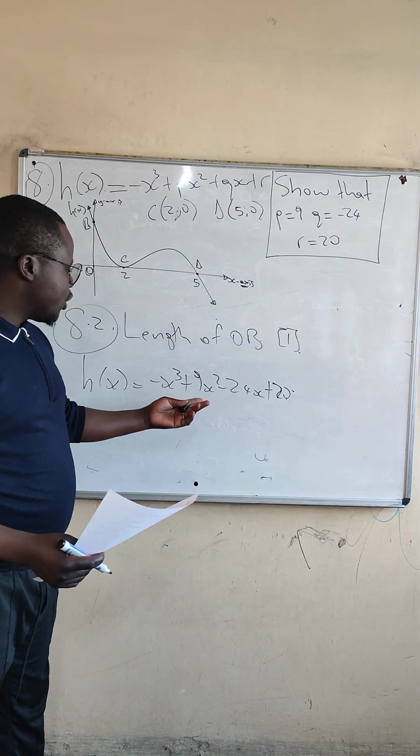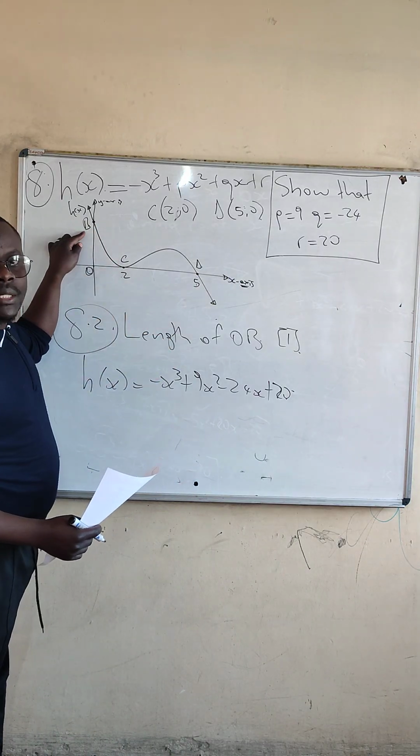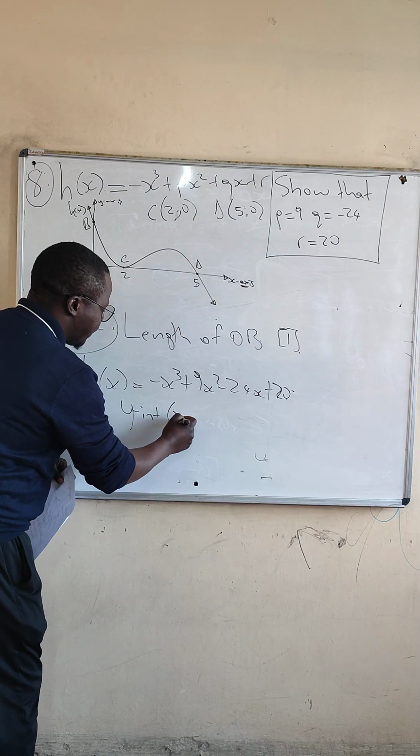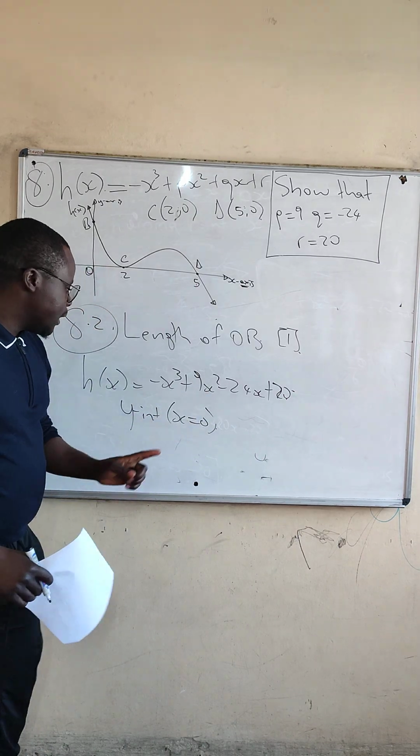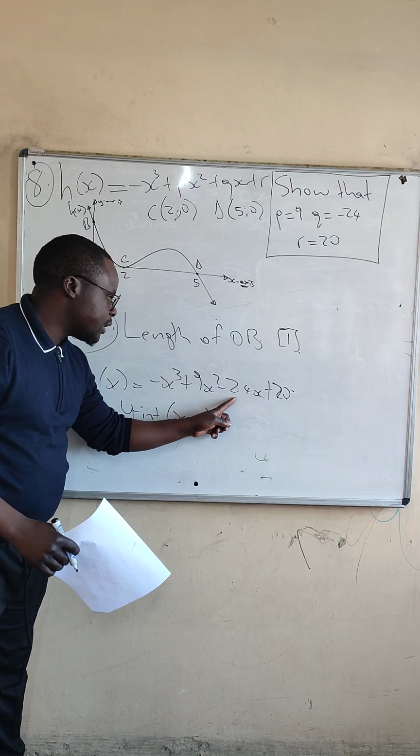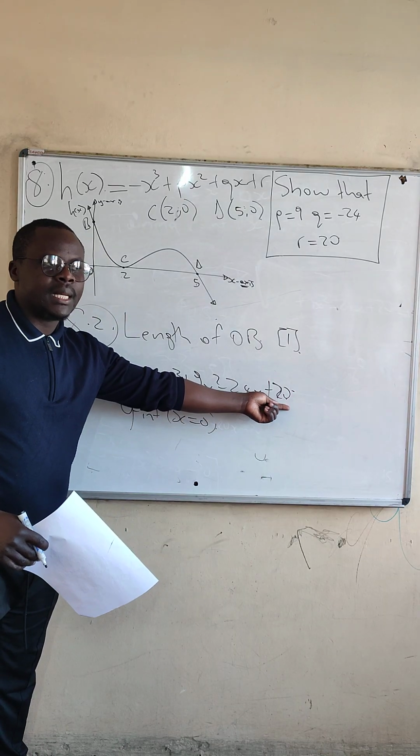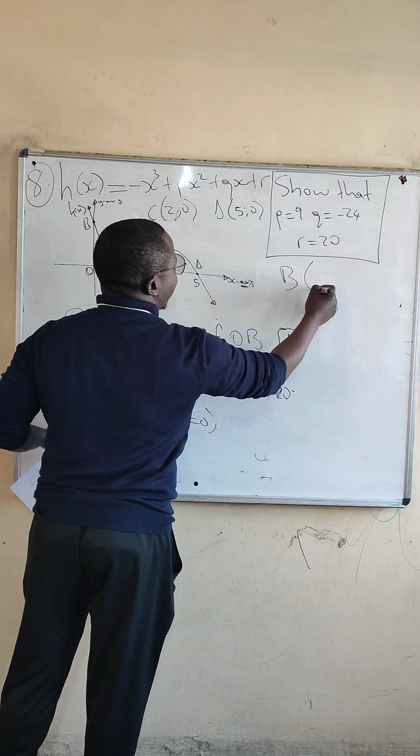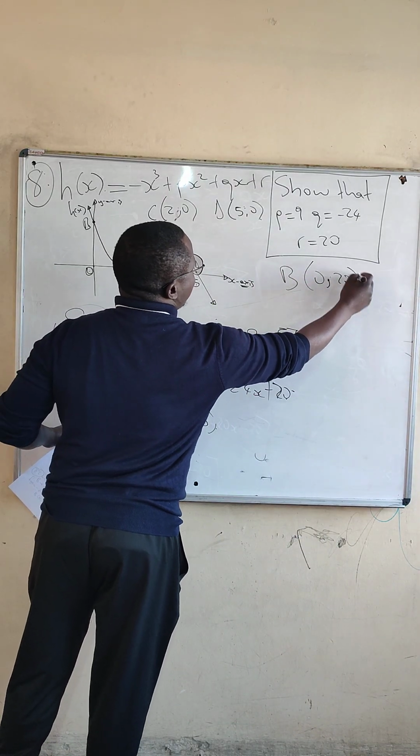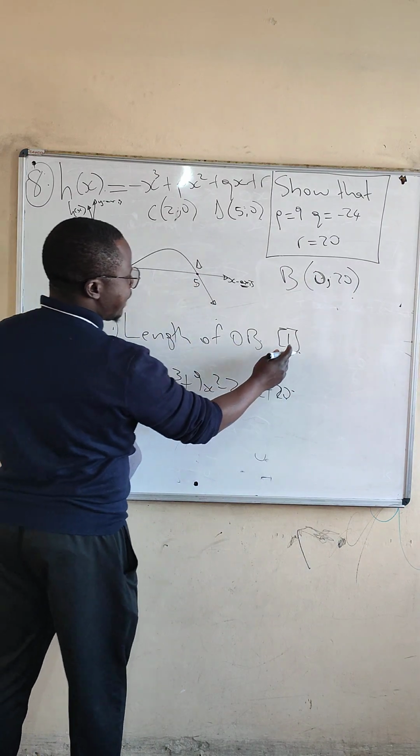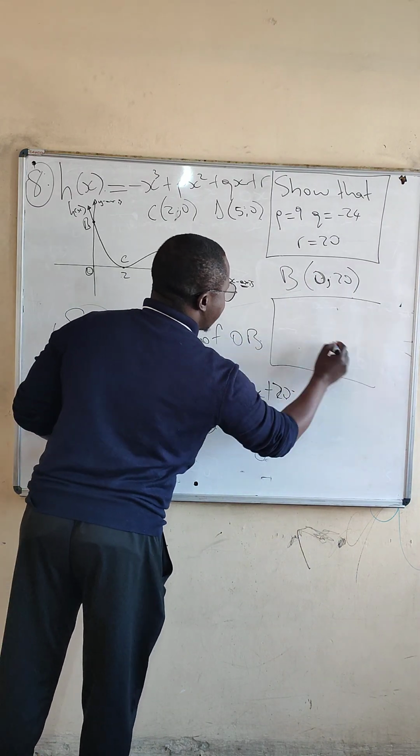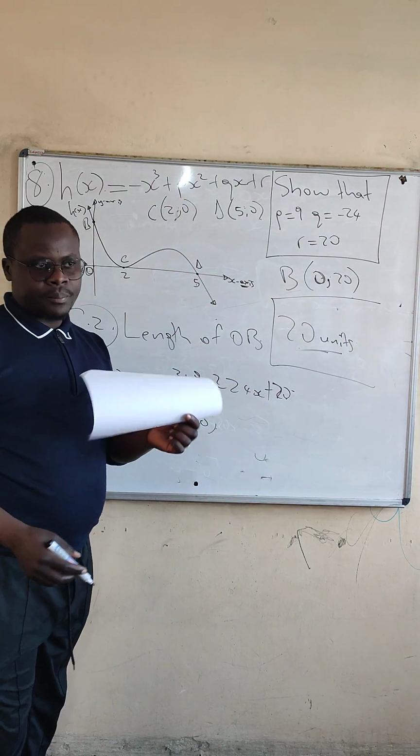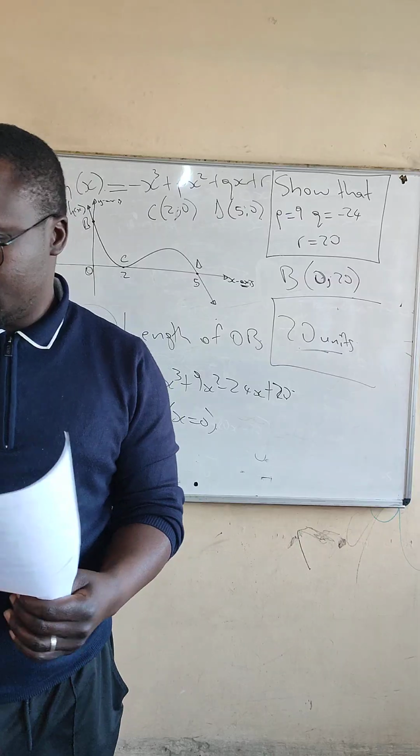So having this one, how do you find the y-intercept? You find the y-intercept by making x equal to 0. If this becomes 0, 0, 0, what's left is the last number without an x, which is 20. So basically, the coordinates of B are going to be (0; 20). So to get the length of OB, we can now say that OB is 20 units. A typical question for 1 mark. It was a 1 mark question.